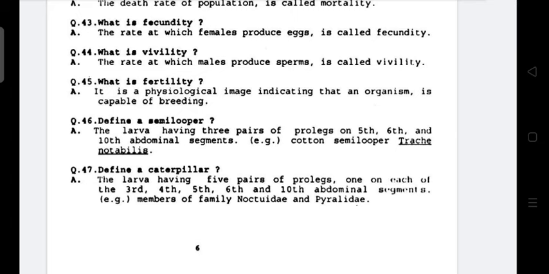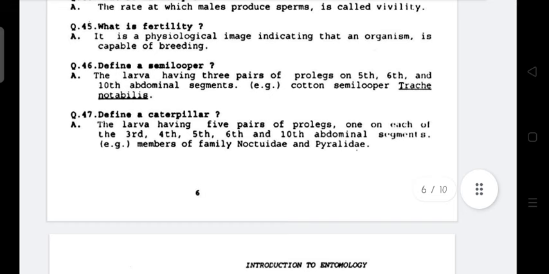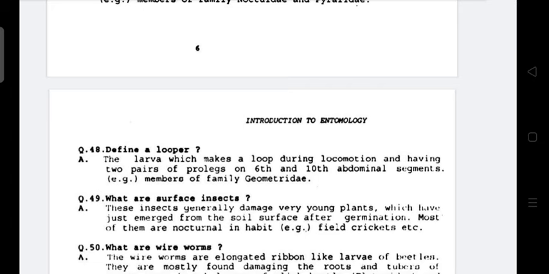What is fertility? It is a physiological state indicating that an organism is capable of breeding, either fertile or non-fertile. Define a semilooper. The larva having three pairs of prolegs on the 5th, 6th and 10th abdominal segments, like cotton semilooper. So caterpillars have more legs. The larva having five pairs of prolegs, on each of the 3rd, 4th, 5th, 6th and 10th abdominal segments, are members of families Noctuidae and Pyralidae. What is a looper? The looper will only have two pairs of legs. The larva which makes a loop during locomotion and has two pairs of prolegs on the 6th and 10th abdominal segments is a member of family Geometridae.